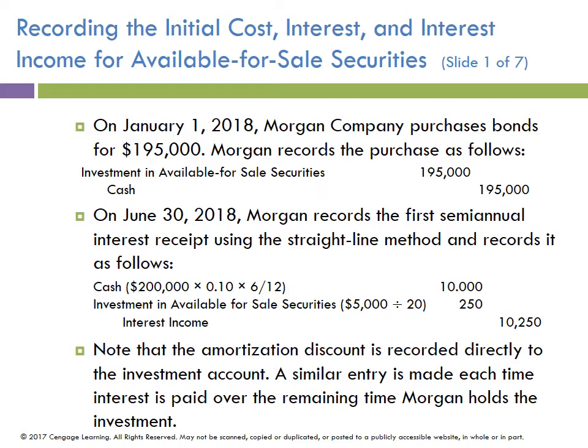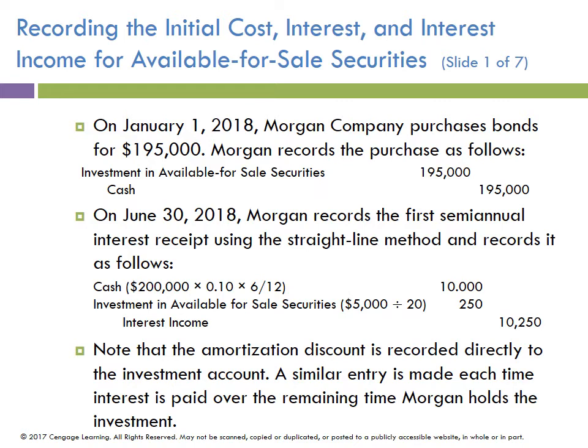And if you're wondering where this information came from, remember, this is always in your book. This was on page 13-14, and the information is in the center block. So the bonds have a face value of $200,000, a stated interest rate of 10%, and the interest is paid twice a year. So the first interest payment Morgan receives will be $10,000.